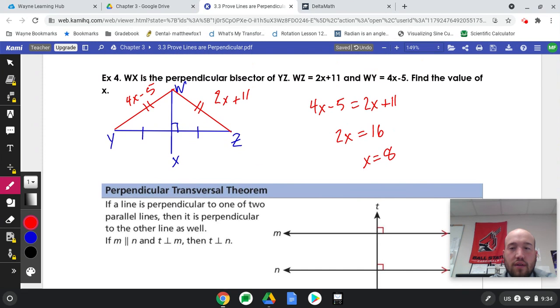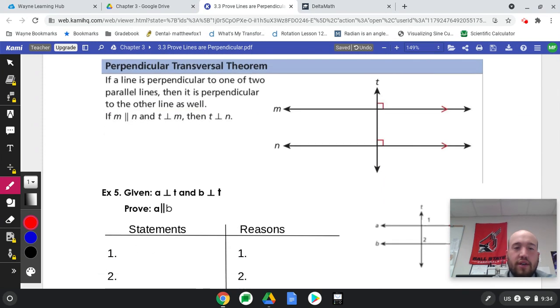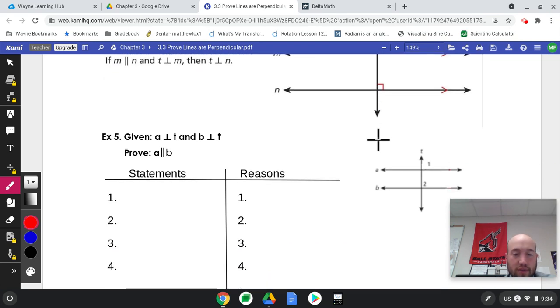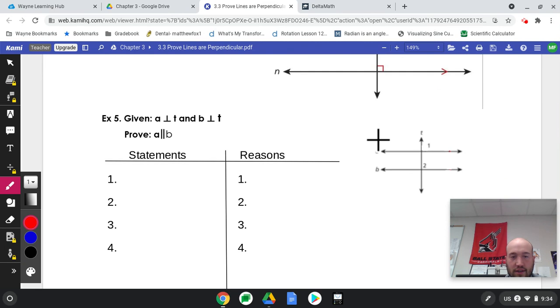All right. Our final thing we're talking about here, it says, if a line is perpendicular to one of 2 parallel lines, then it's perpendicular to the other line as well. Okay, so here we have a perpendicular line to the parallel lines, which means it has to be perpendicular to both because 90 and 90, these are corresponding angles. So our converse of the corresponding angles theorem allows us to know that.